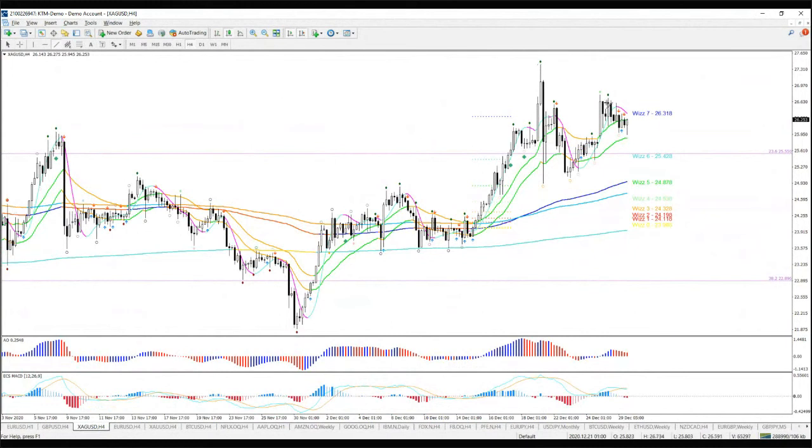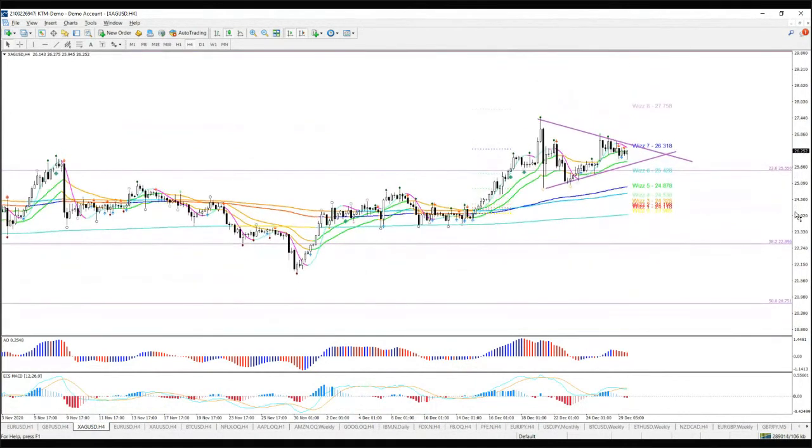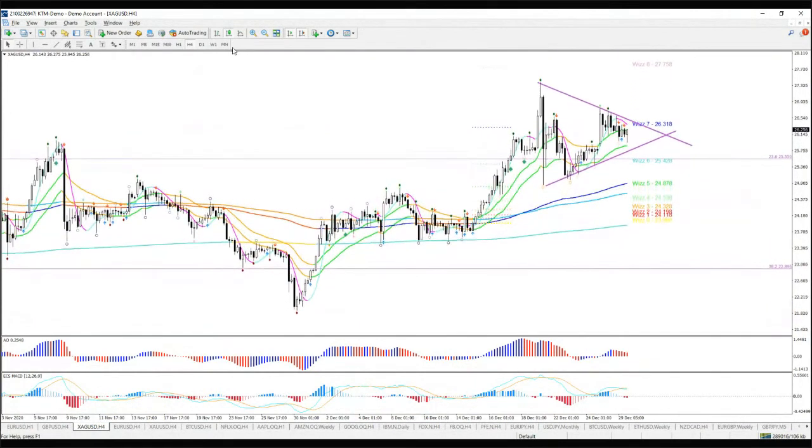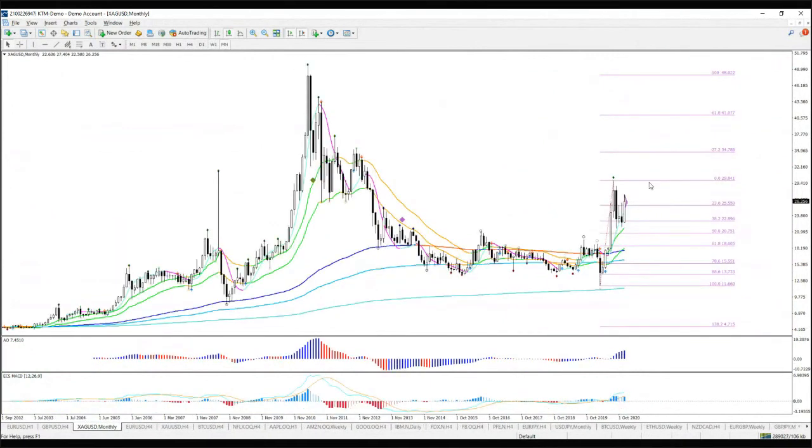And I think if we get a break of this trend line, we might see this triangle push higher towards 27.50 and then $30, and then maybe even to $35, where's the minus 272 target.